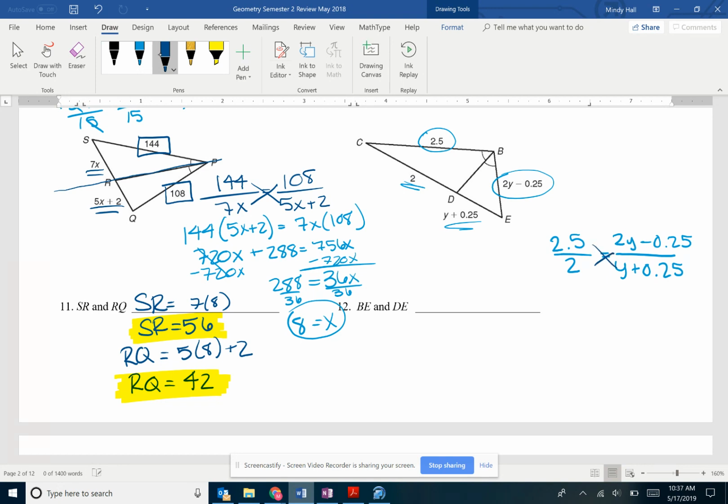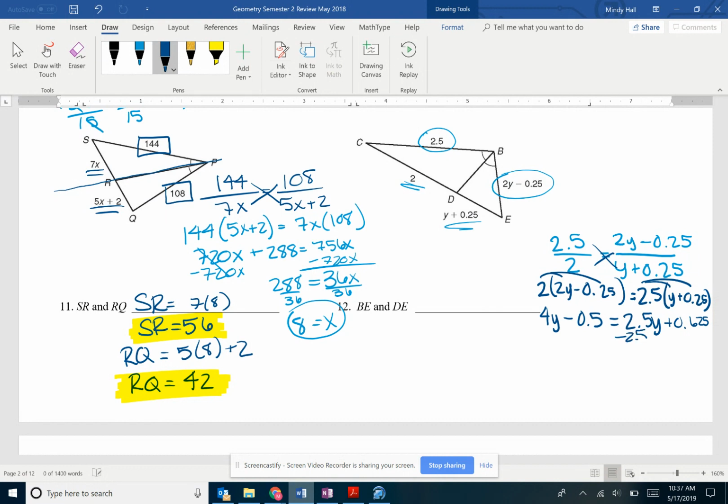So when you cross multiply, we would have 2 times 2y minus 0.25 equals 2.5 times y plus 0.25. So distributing, we would have 4y minus 0.5 equals 2.5y plus 0.625, and I would just leave it like that for now.